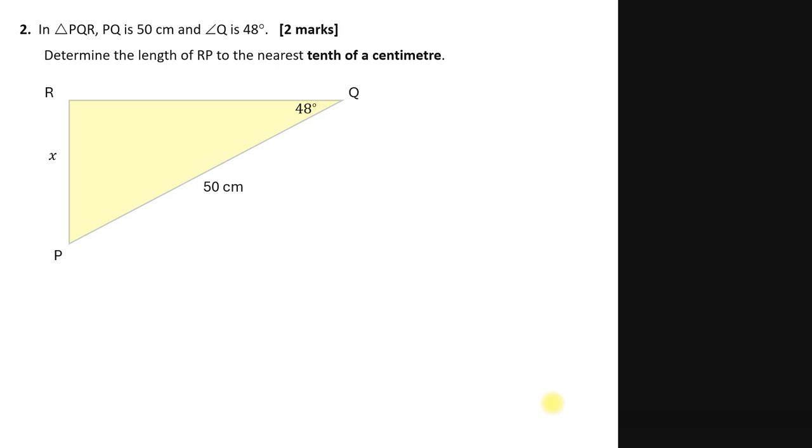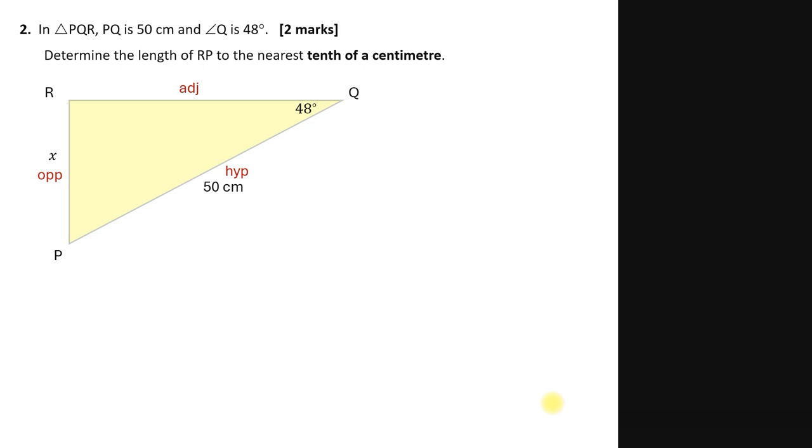Triangle PQR. PQ is 50 centimeters long, and angle Q is 48 degrees. Determine the length of RP to the nearest tenth of a centimeter. So I've labeled the side RP as X relative to our reference angle, 48 degrees. X is the opposite, and 50 is the hypotenuse.